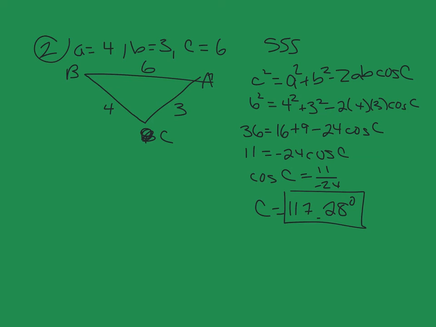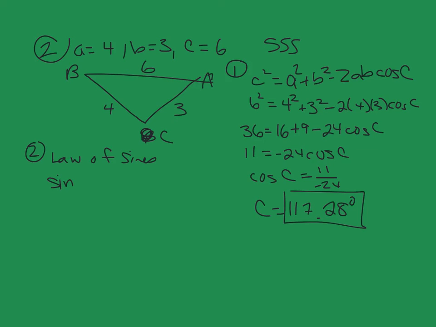You'll notice that's a pretty big angle, but it makes sense because it's opposite one of the biggest sides, so that's totally fine. Once you have that, my recommendation, again, is to then find one of the other two angles using the law of sines. So my first step on this one is to use the law of cosines. The second step is to use the law of sines to find an additional angle. It doesn't matter to me which one you use.